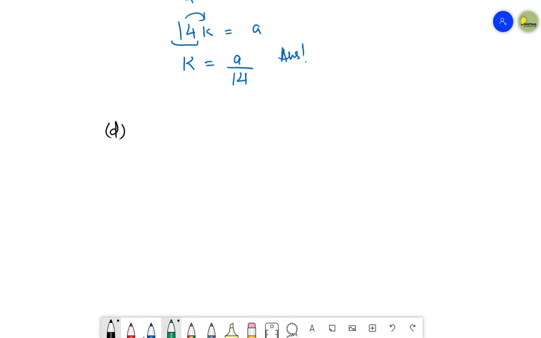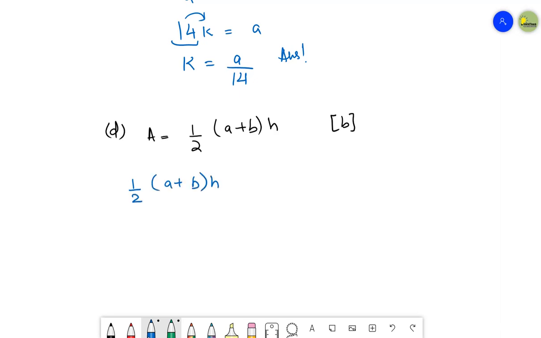In part D, I have A equals 1 upon 2, then you have A plus B multiplied by H. In this equation, you have to make B the subject of your formula. So first of all, just flip the equation so that you can have B on your left hand side. So it is 1 upon 2 A plus B multiplied by H equals A.